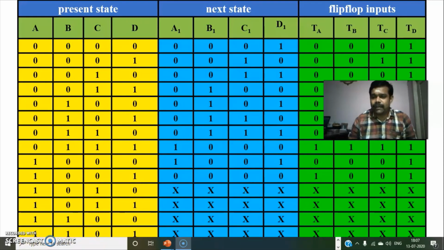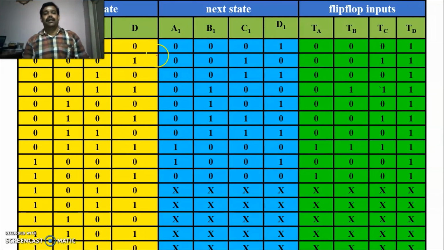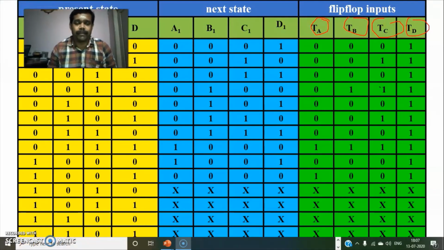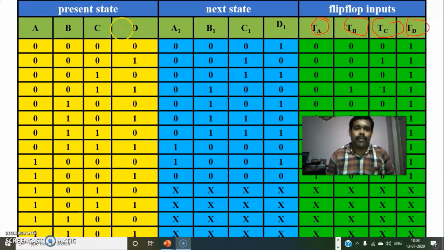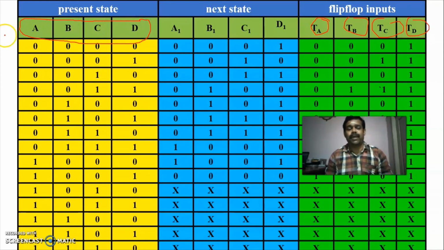So we have filled the flip-flop inputs. So after that, how many flip-flop inputs are you having in TA, TB, TC, TD? 4 flip-flop inputs, 4 T flip-flops. And how many inputs? You have to consider only the present state here. In this circuit, we are not having any external input. So in the present state, you are having 4 variables A, B, C, D. So you have to draw 4 variable K maps.